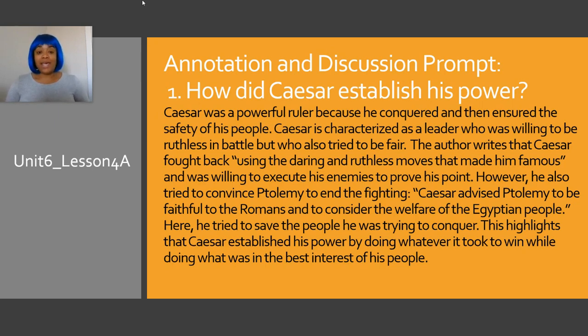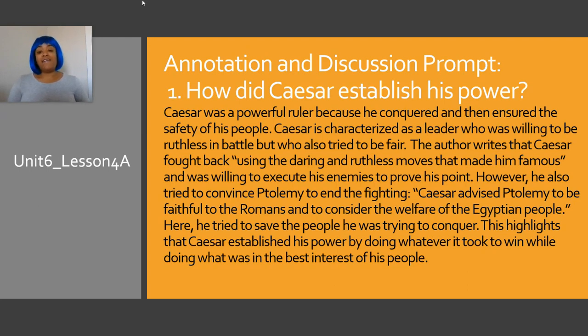Caesar was a powerful ruler because he conquered and ensured the safety of his people. Caesar is characterized as a leader who was willing to be ruthless in battle, but who also tried to be fair. The author writes that Caesar fought back, using the daring and ruthless moves that made him famous, and was willing to execute his enemies to prove his point.